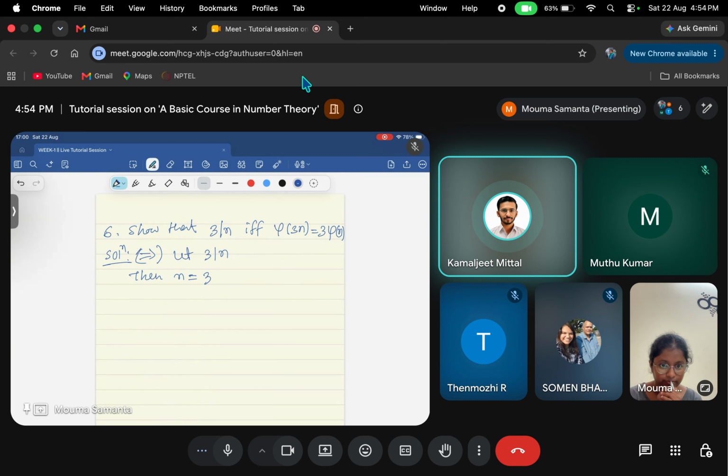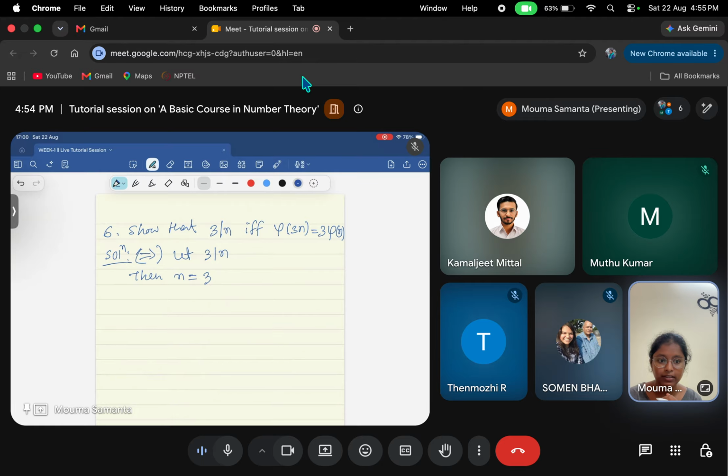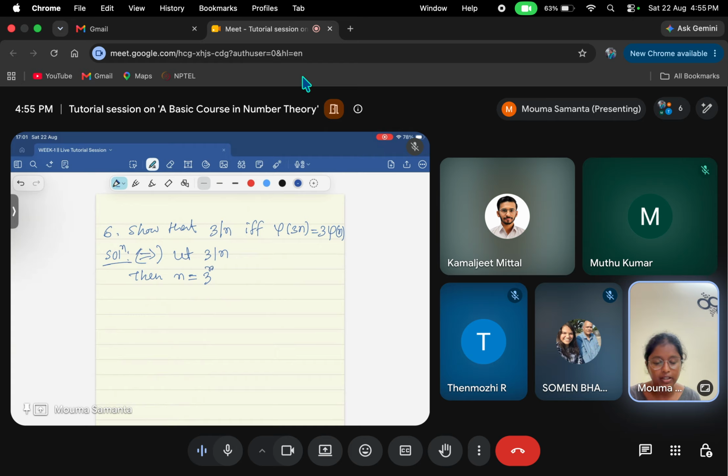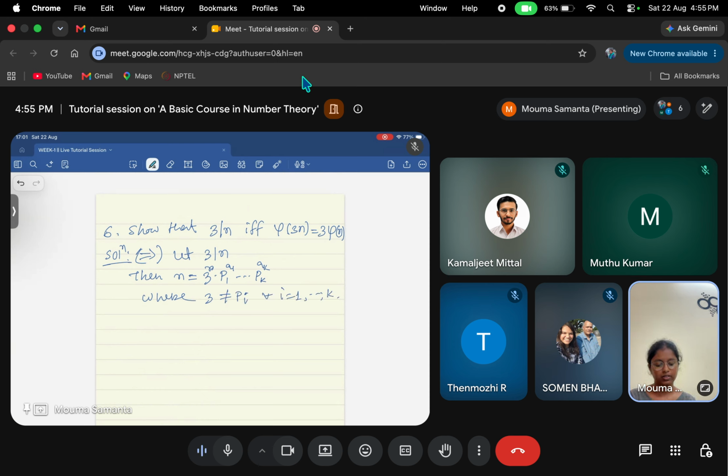It will be 3 raised to power something. And the power of 3 will be non-zero here. Yes ma'am, at least 1. So let's consider 3 power r, this is the power of 3 in n. Then there will exist some other primes, p1 power a1 up to pk power ak, where 3 is not equal to pi for all i equals 1 up to k. So this is the given condition.